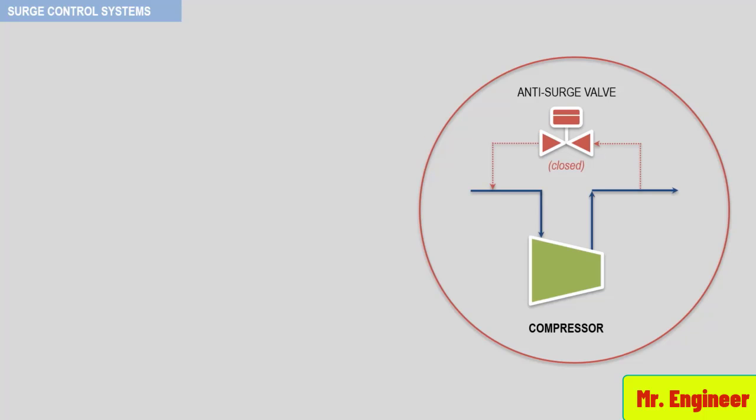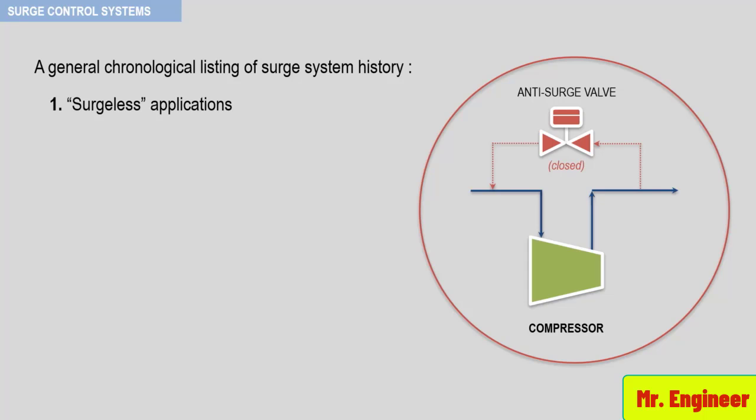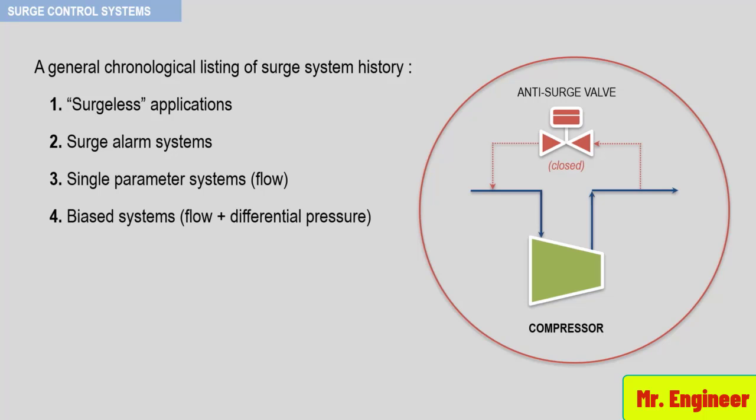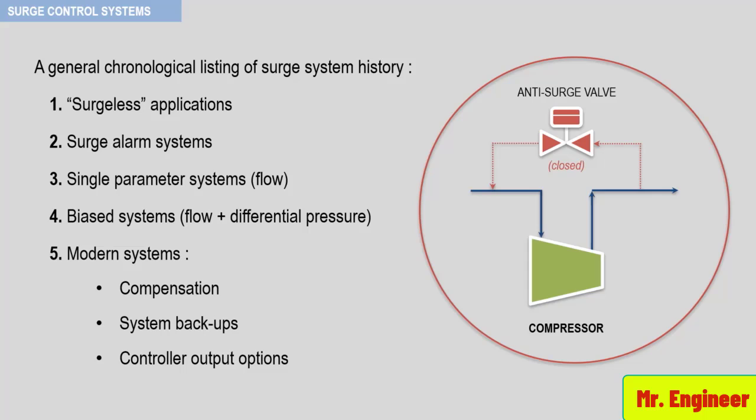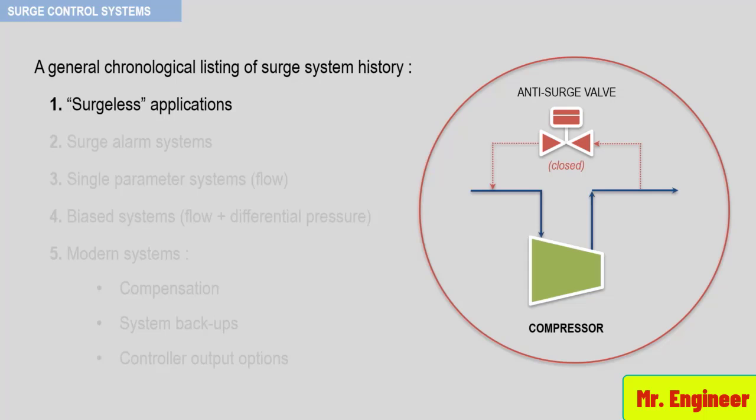The figure that you are about to see now presents a chronological listing of surge system history. So first we'll list them, then we'll cover each one of them in detail. The first system developed for the process industry is the surgeless applications, then surge alarm systems, single parameter systems, biased systems based on flow and differential pressure, and then finally modern systems used extensively today in the process industries. Let's start with the first system.